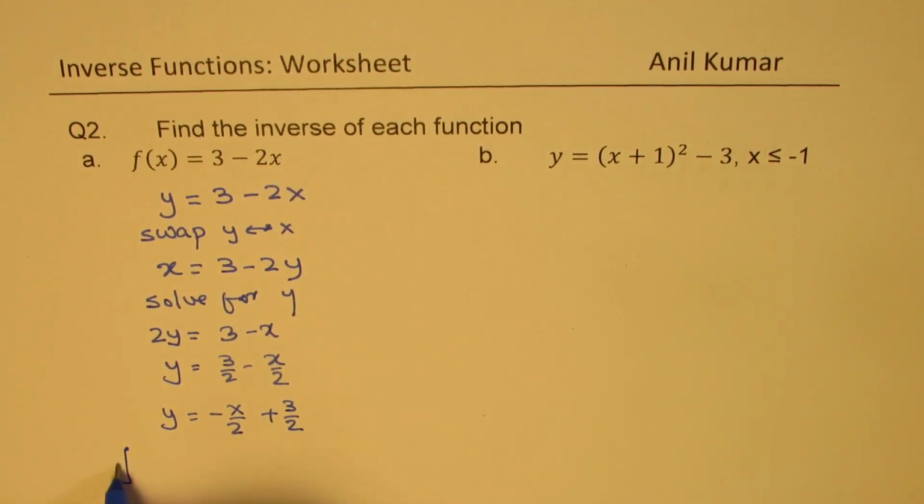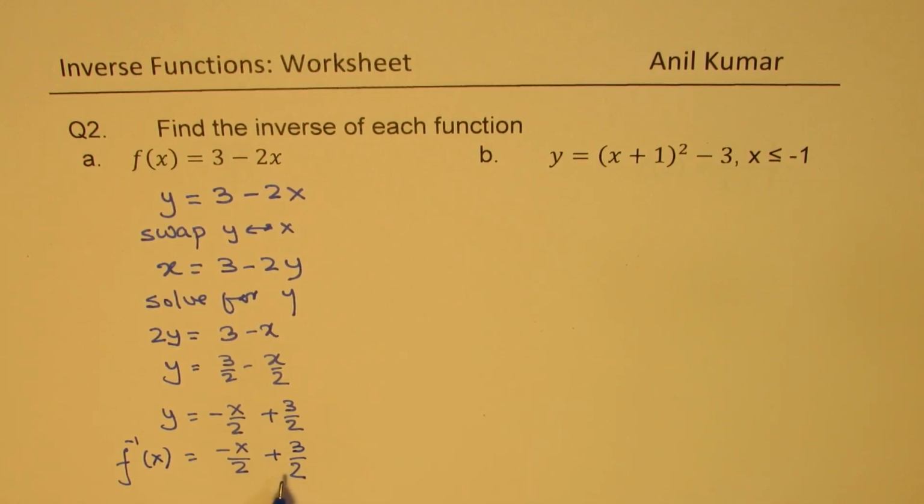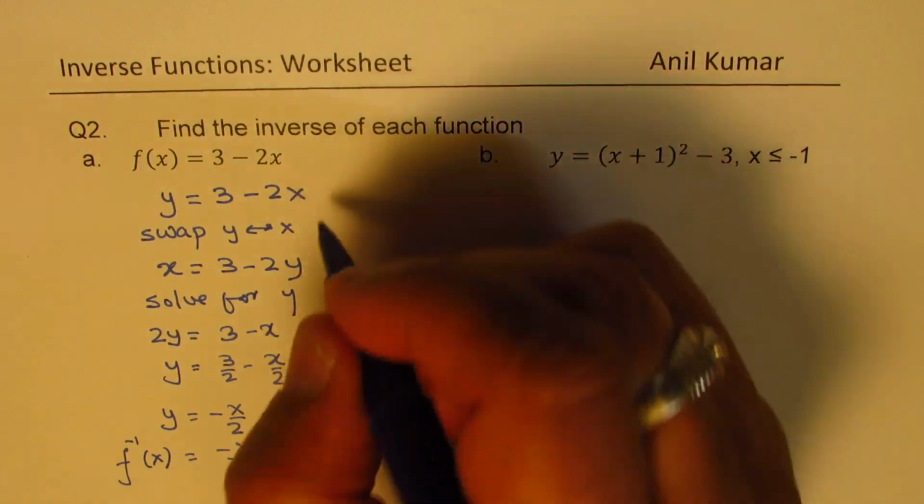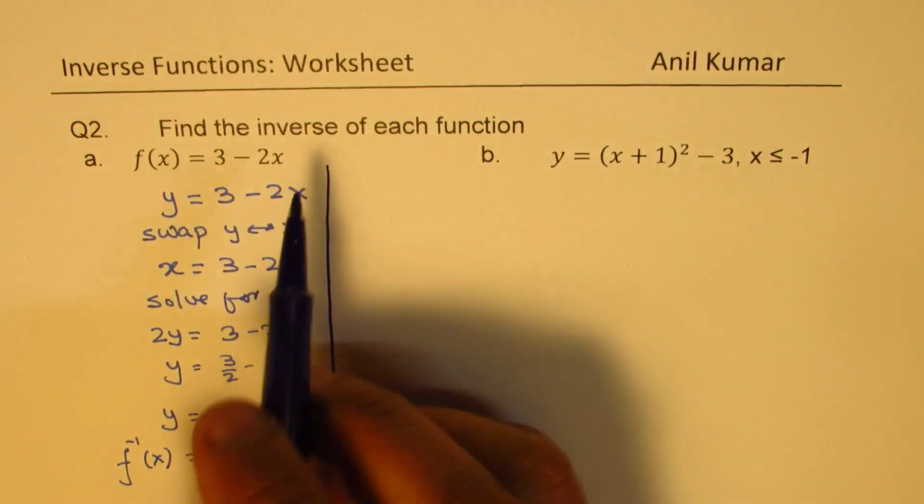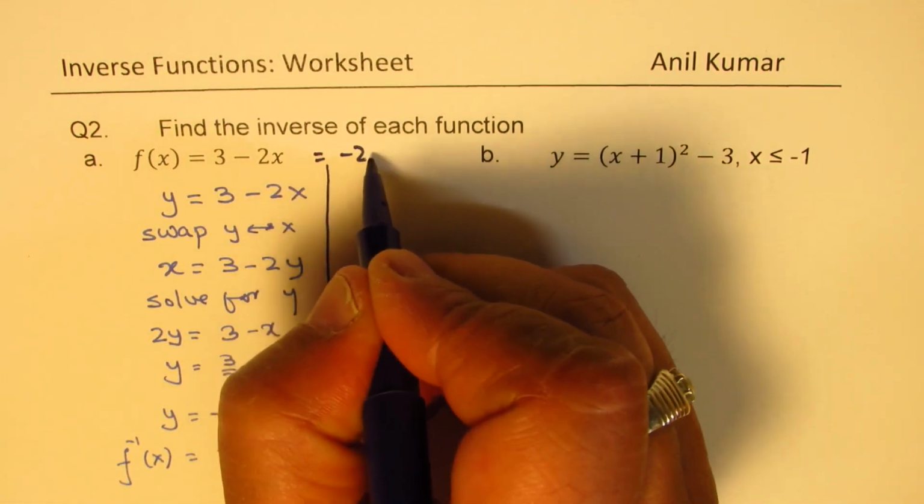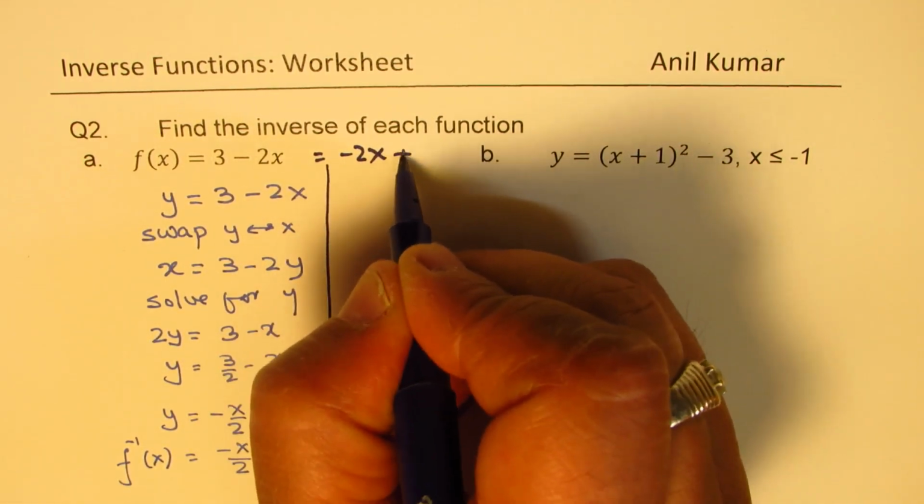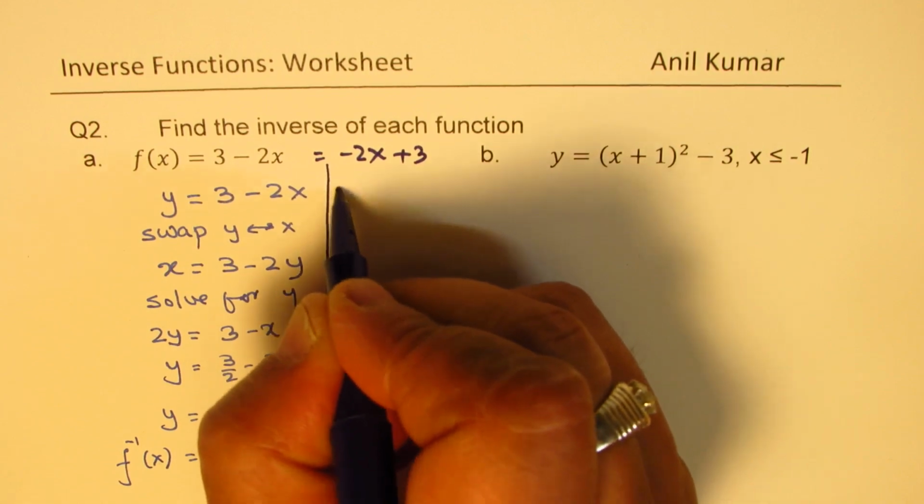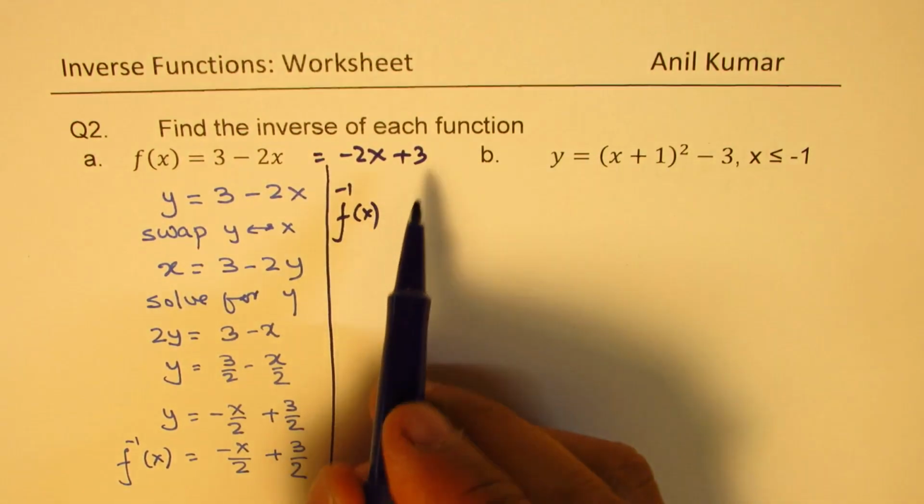And we can say that f inverse x is equal to minus x over 2 plus 3 over 2. Correct? Now I could have found the same relation using the strategy of working in reverse. So this really means you need to multiply the function by minus 2 and then you add 3. So the inverse will be what?